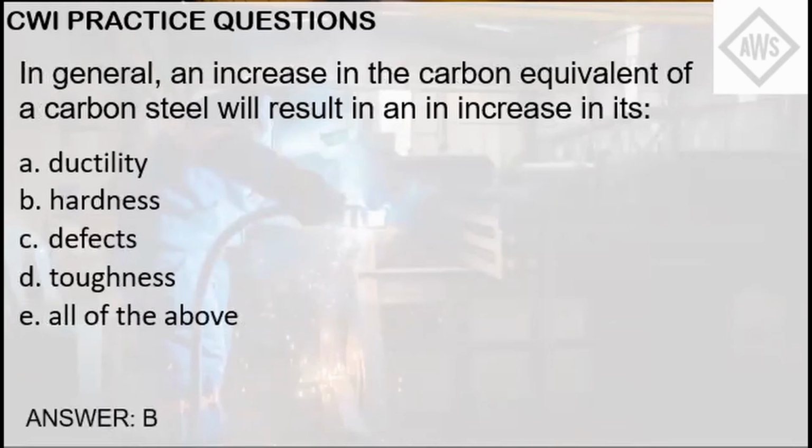Similarly, an increase in carbon also increases the tensile strength. Hardness and ductility work opposite to each other, so that's the answer. Defects do not have anything to do with this and are caused by several factors such as workmanship, poor preparation, poor heat treatment, etc. Toughness is the ability of the material to absorb energy without fracture and can be measured through impact testing, which leaves us to the answer here, letter B.